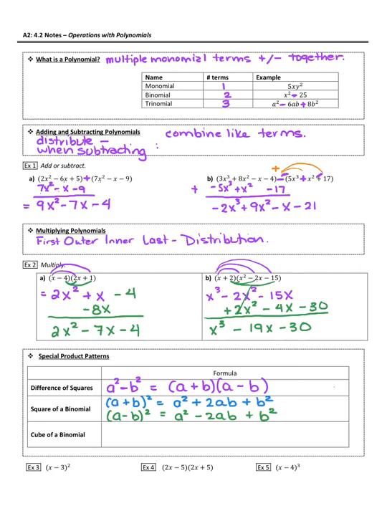With those ones, I tend to FOIL anyway. I don't really recommend memorizing it. The difference of squares, that one happens often enough that it's nice to just go straight to the shortcut. Now here's one that is completely new, the cube.